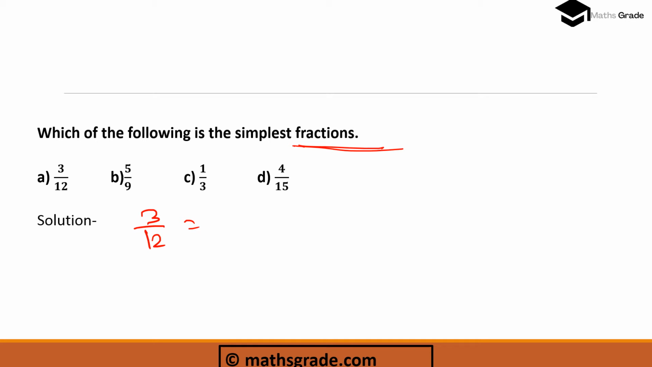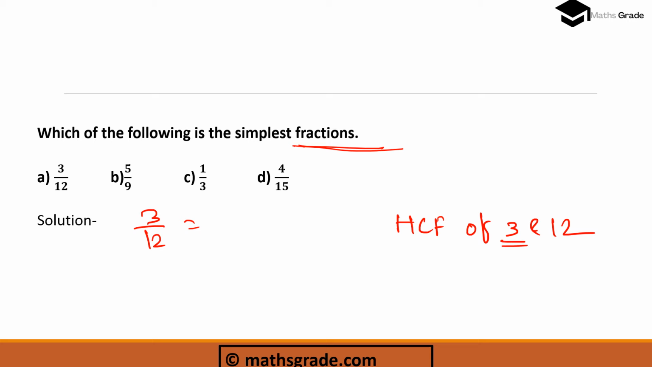When we reduce a fraction to the simplest form, we first have to find the highest common factor, that is HCF, of the numerator and denominator. Then we have to divide the numerator and denominator by that highest common factor. Here we have to find the highest common factor of 3 and 12.